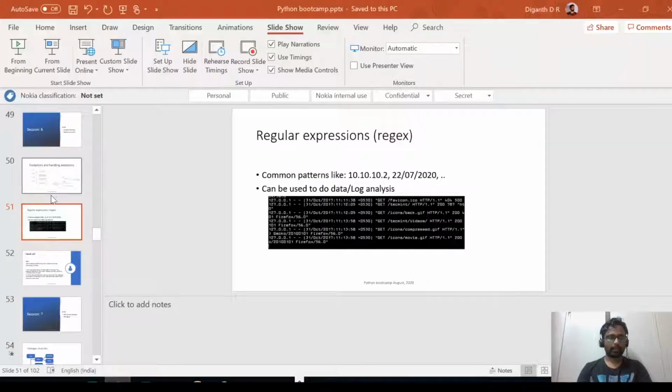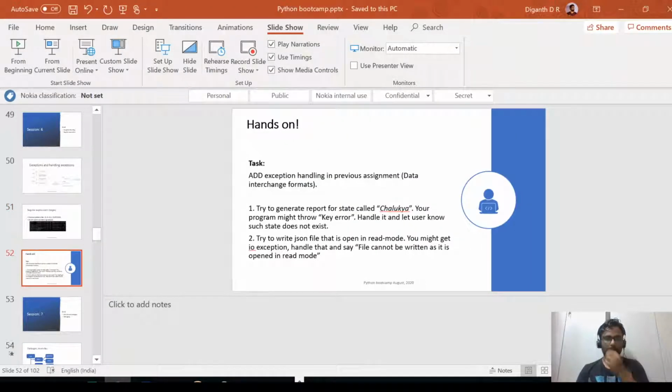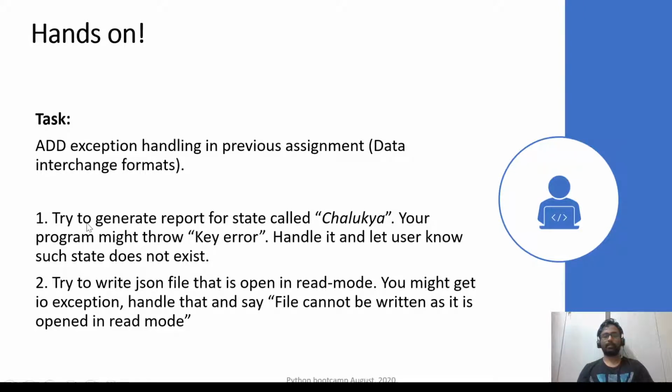I have some assignments. There is one more, on exception handling. The assignment is very simple. You must have already written the program for the previous assignment, where you had JSON containing states, and inside those states we had the active number of cases and things like that. Now in that program, try to search for a state which doesn't exist.